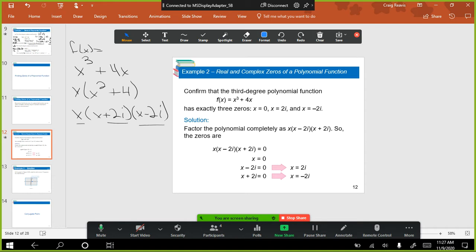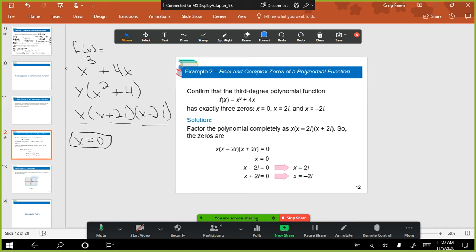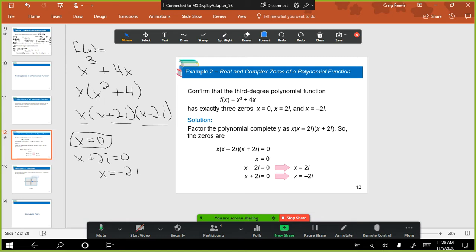So if I want to find the 3 zeros, I just set each one of these equal to 0. x equals 0 is one of them. x plus 2i equals 0: I subtract 2i and I get x equals negative 2i. That's a zero. And then x minus 2i equals 0: I add 2i and I get x equals 2i. That is 3 zeros.